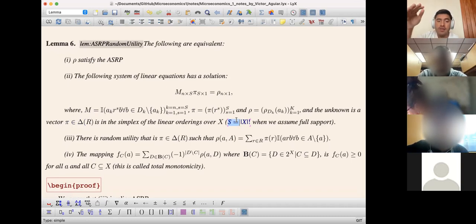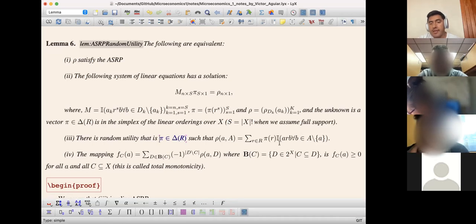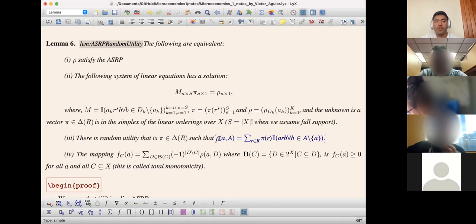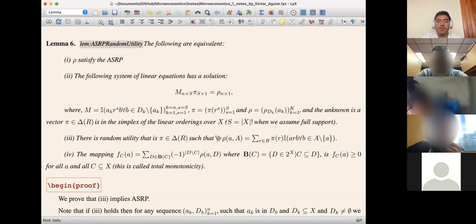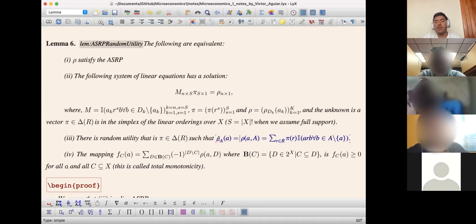So this is equivalent, right, to essentially that there is a random utility rule, which is what Martin was asking, such that pi generates the data in the following way. So rho of A in the menu A, according to our notation, so we have this notation that is being used throughout the class, right? So rho sub A of capital A is equal to the summation over preference types according to the event that, according to that preference type, A is the best, right?